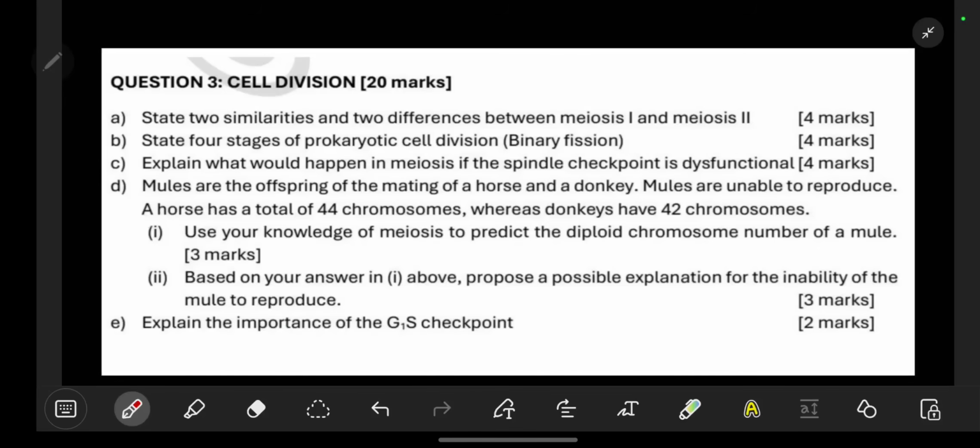So this is, mules are offspring of mating of horse and donkey. Mules are unable to reproduce. A horse has 44 chromosomes, whereas a donkey has 42. Use your knowledge of meiosis to predict the diploid chromosome number of a mule.